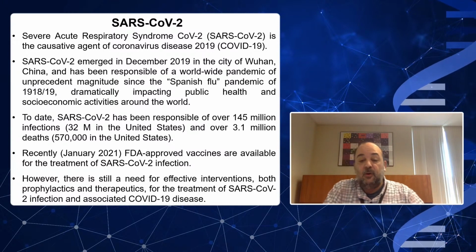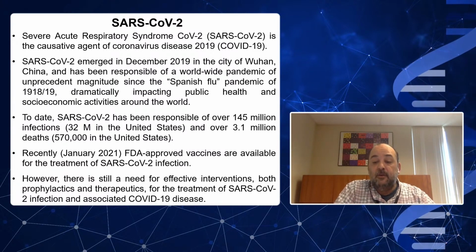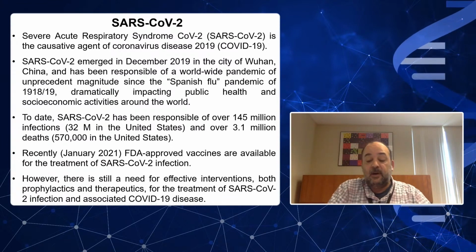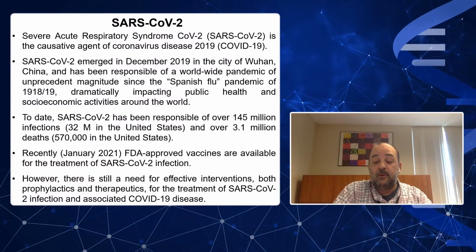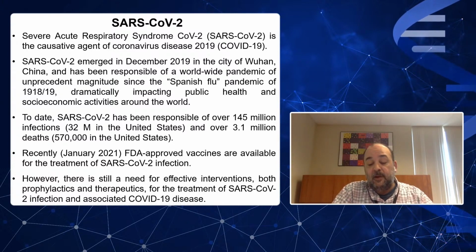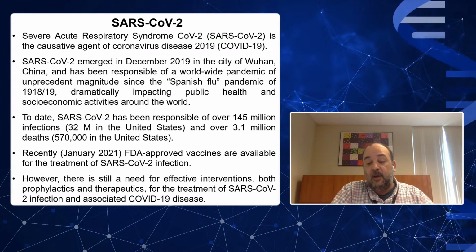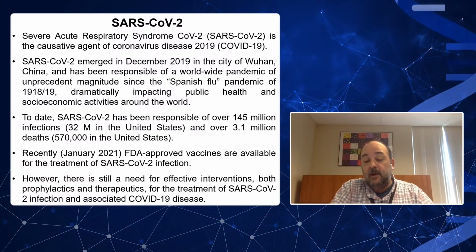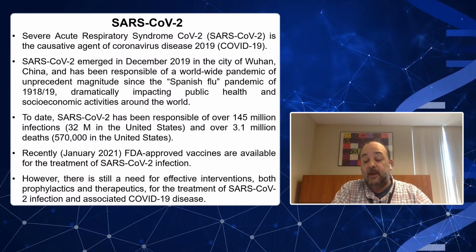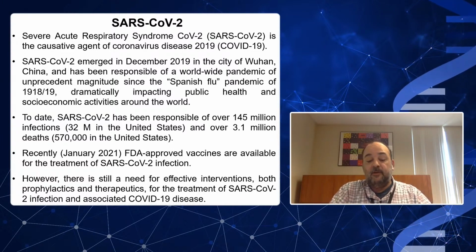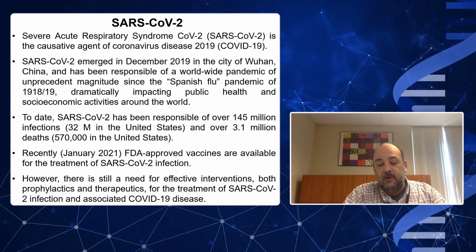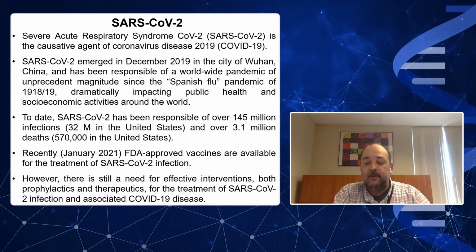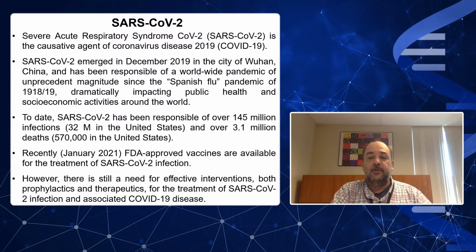But as you know, there is still an urgent need to develop more effective interventions, both prophylactics and therapeutics, for the treatment of SARS coronavirus. This is particularly important right now because of the emergence of new viral variants called variants of interest or variants of concern. It's still unclear if the current vaccines will protect against these new emerging variants of concern, and some research already suggests that some of the vaccines might not protect that efficiently against these newly emerged variants of concern.